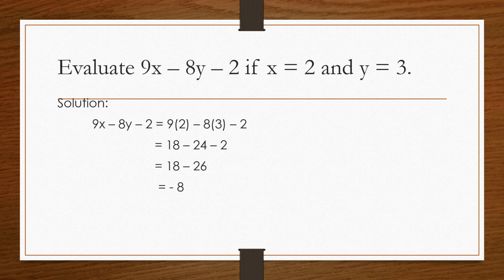Next, evaluate 9x minus 8y minus 2 if x is equal to 2 and y is equal to 3. So, for our solution, we have 9x minus 8y minus 2 equals 9 times 2 minus 8 times 3 minus 2. So, we have 18 minus 24, because 8 times 3 is 24, minus 2. Then we need to combine this because they have the same sign. So, 18 minus 26 equals negative 8.